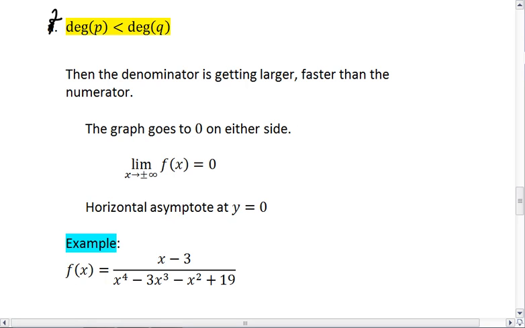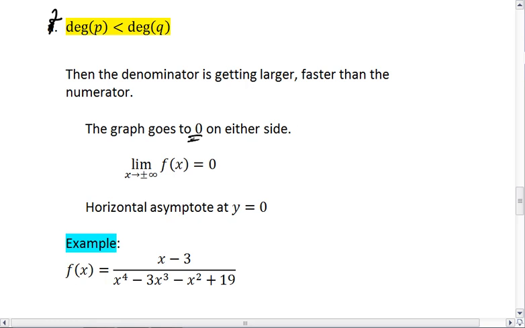Case 2 is when the degree of the numerator is less than the degree of the denominator. When this happens, then the denominator is getting larger faster than the numerator. What we see then is that if the denominator is getting a lot larger than our numerator, when we divide by such a large number, it makes our whole fraction go to 0. So the graph, the outputs will go to 0 on either side.